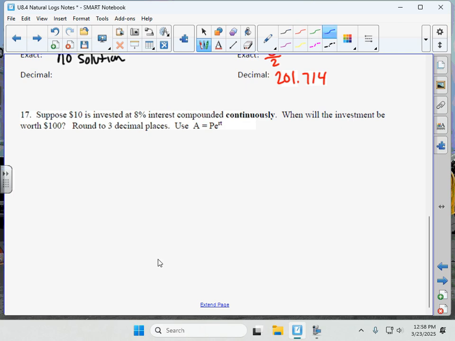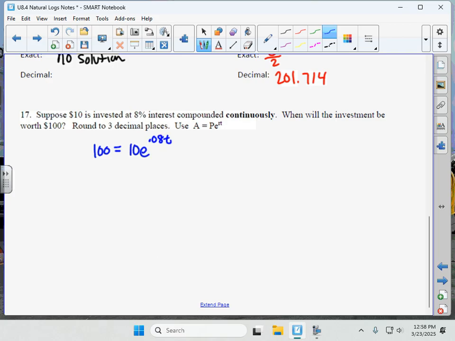So let's plug the numbers in. They give us the formula A equals P times e to the rt. So we're investing $10, that's P, your principal, and we want to know how much time is it going to take for it to be worth $100. That's the ending amount, that's A. So plugging these numbers into the formula is going to be 100 equals 10 times e to the r, which is the interest rate as a decimal. 8% would be 0.08, and then t is what we don't know.